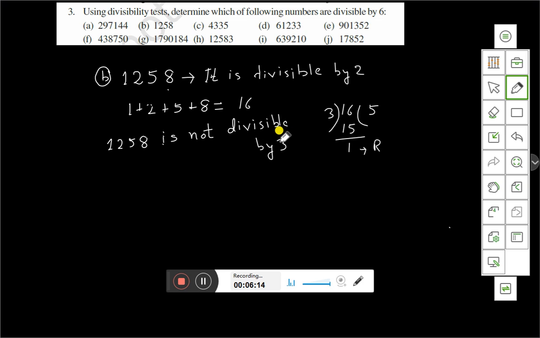And we know that according to the divisibility rule, if a number is divisible by both 2 and 3, it is divisible by 6. Since the number 1258 is not divisible by 3, therefore 1258 is not divisible by 6.